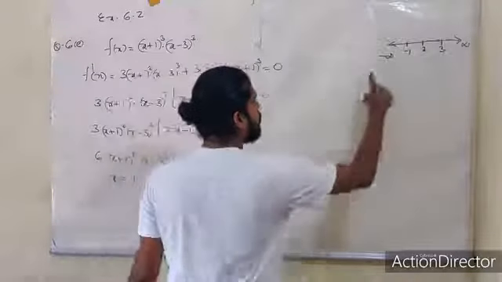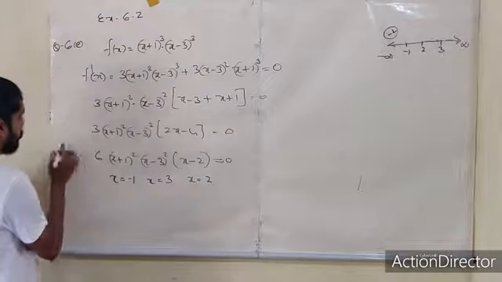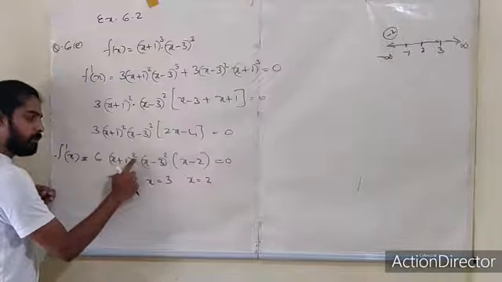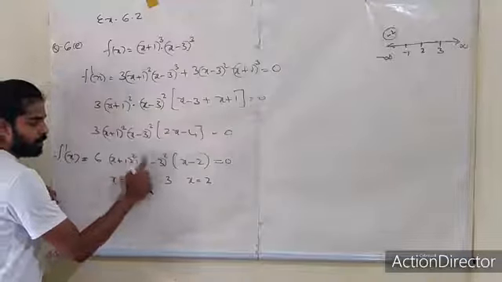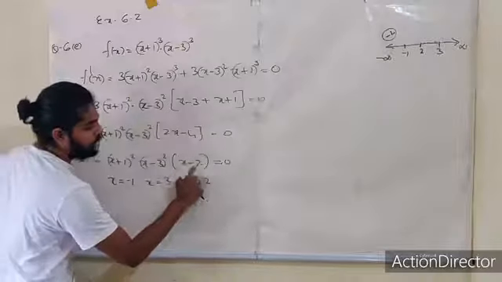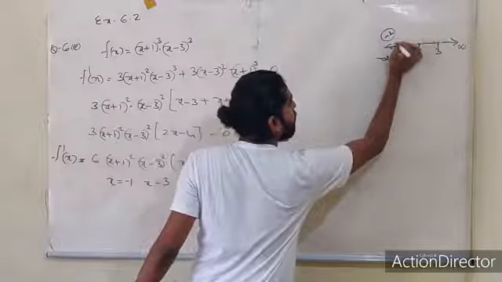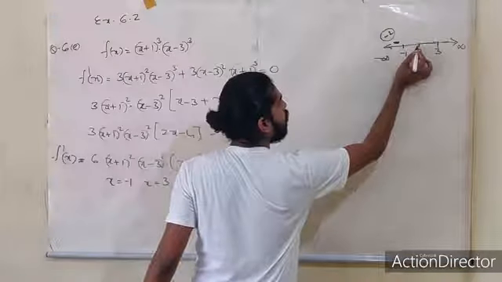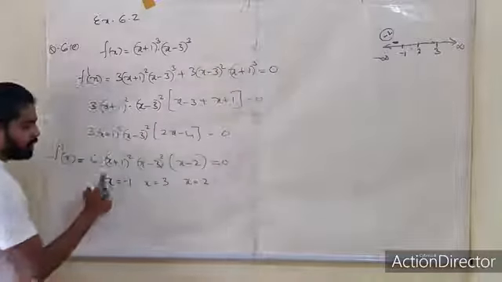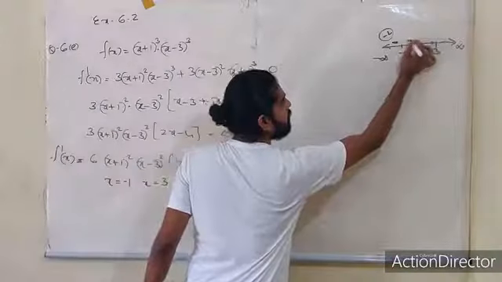So from negative infinity to −1, let's take any value, let's take −2. Substituting −2 in f'(x): here it will be a square, so that will always be positive. Here is also a square, so this is also positive. And here, −2 − 2 is −4. So positive into negative will be negative. In between −1 and 2, we have 0. It's touching 0 here, and here it will be positive since there is a square. So 0 − 2 is negative, so here it is negative.